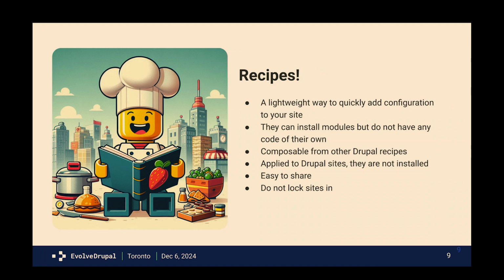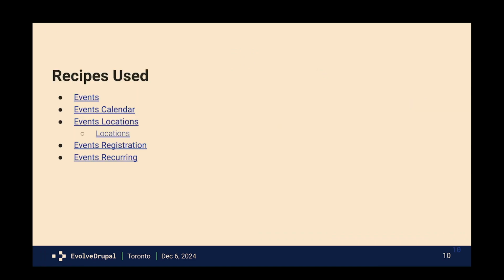So the idea of recipes is that they're more granular. They're in fact composable, so you can piece together different recipes that solve the problems that you're looking to solve. And most particularly, they don't lock you in. So you can apply a recipe to your site, get the capabilities that it provides, and then if you don't like it, you can just rip out the parts that it added to your site.